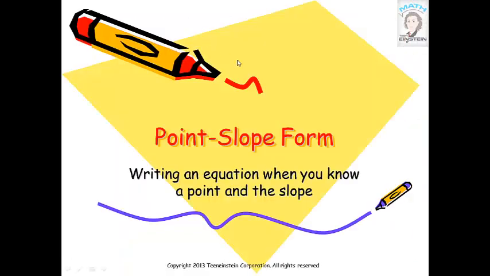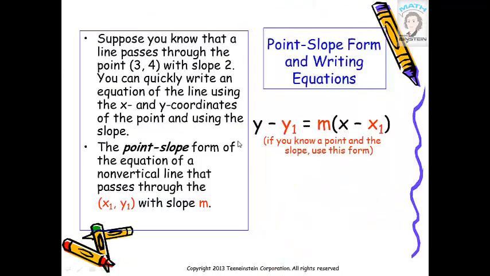Point slope form. This is another form which is very interesting here. When a line is passing through the point (3, 4) with a slope of 2, you can quickly write an equation of the line using the x and y coordinates of the point. Here x1 = 3, y1 = 4, and the gradient is 2, the slope is 2. So y - 4 = 2(x - 3). If the point is (x1, y1) and the slope is m, this is the equation. It's the point slope form. Once you know the slope and any one point on the line, you can write the equation quickly.